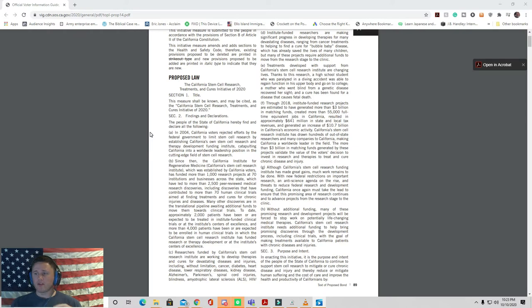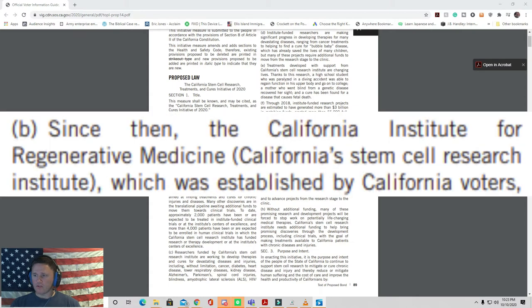The law itself, basically, it's a lot of fluff at the beginning, saying why it's such an awesome thing to have all the stem cell research. And if you take a look over here at Section 2, and look right there on the video, on the split screen, it goes into 2B, the California Institute for Regenerative Medicine, or the CIRM. And go ahead and take a look at it over here.